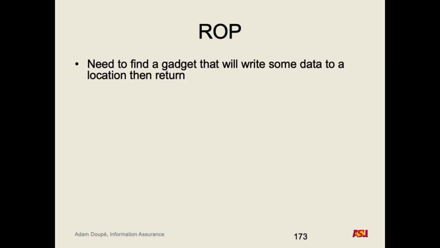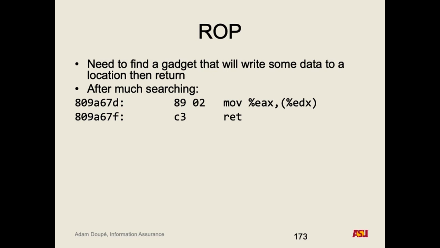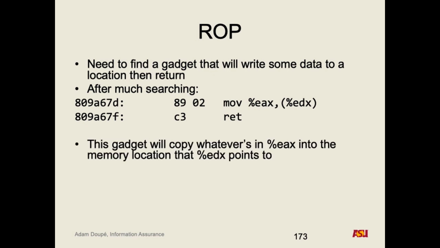So what we need is a little snippet of code that will do one thing for us and return. Because on a buffer overflow, we basically control the stack. So just like I mentioned, like breadcrumbs, essentially we're going to set up a series of breadcrumbs hopping around the program itself in order to do arbitrary computation. So if you do this example, there'll be a similar gadget which will move EAX into wherever EDX points to, and return. This is a tiny gadget, and we can control where it returns to, so we can control the next snippet of code that gets called.